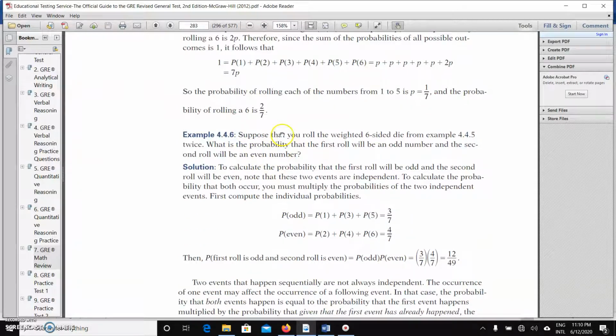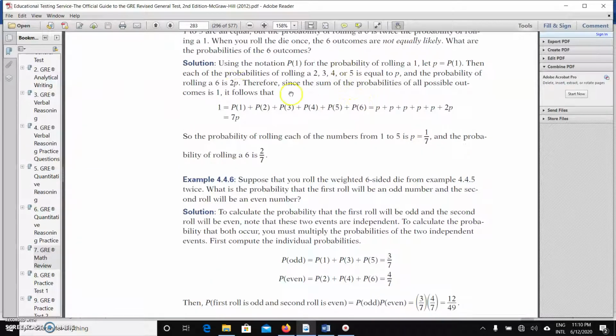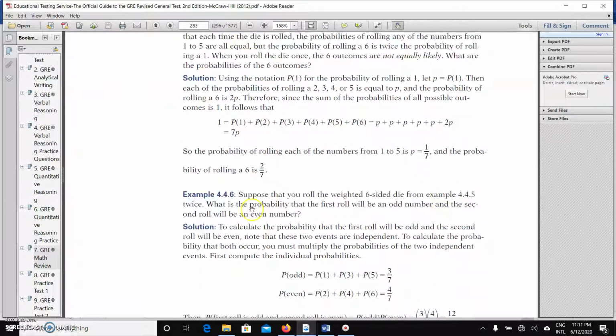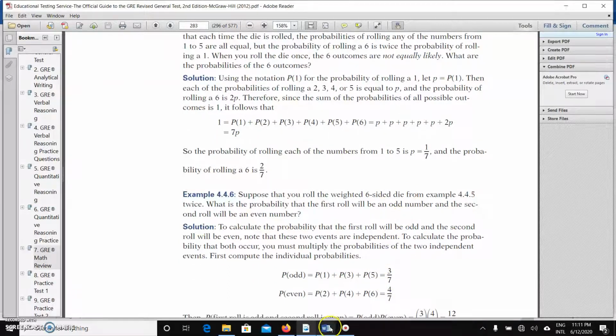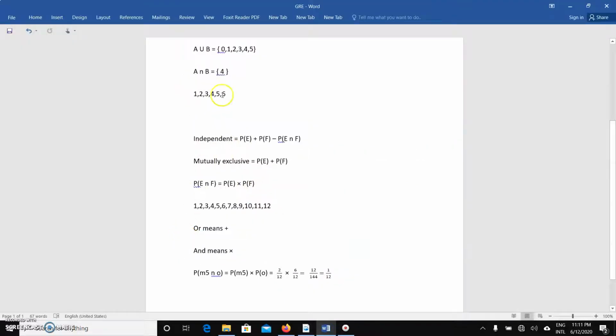So that's that. Suppose that you roll the weighted 6-sided die from this example twice. What is the probability that the first roll will be an odd number and the second roll will be an even number? Well, the probability for the first one to be an odd number will be, for odd numbers, 1, 2, and 3, that will be 3 over 6.